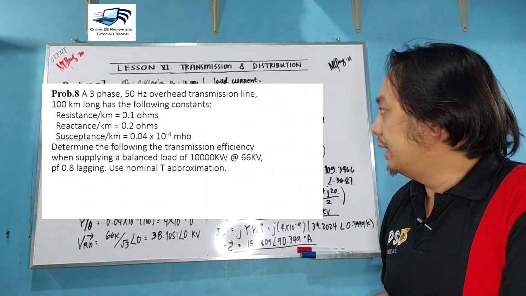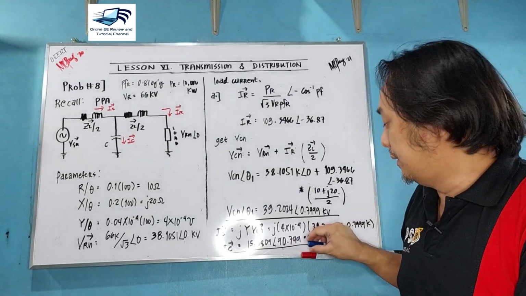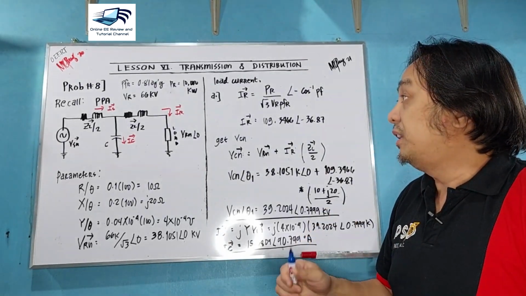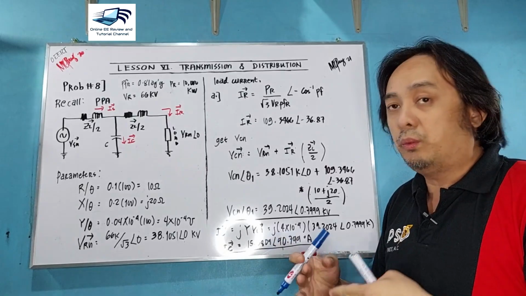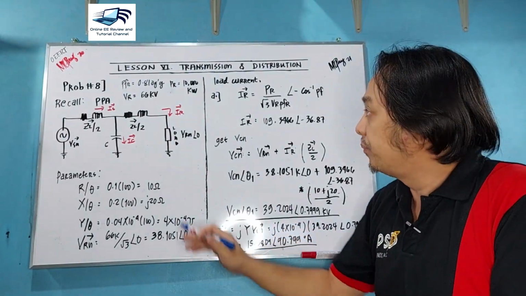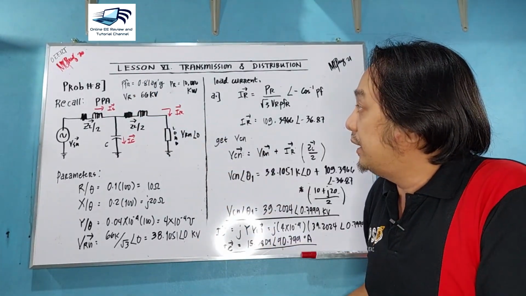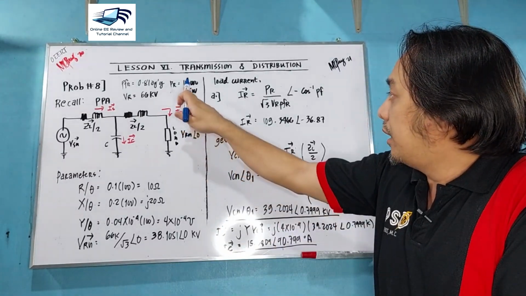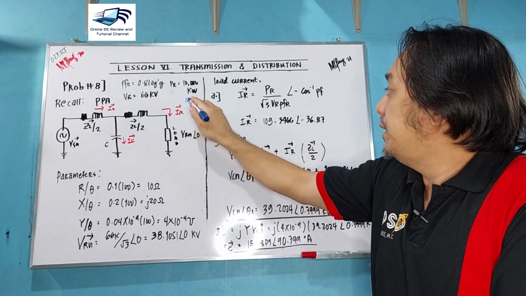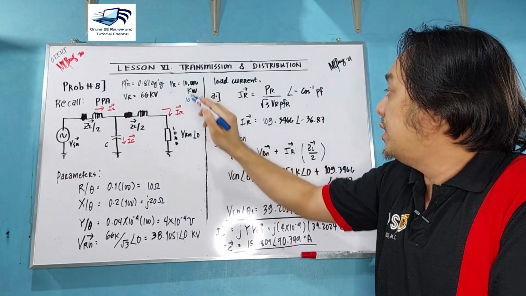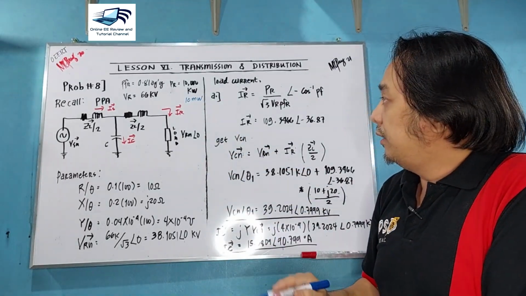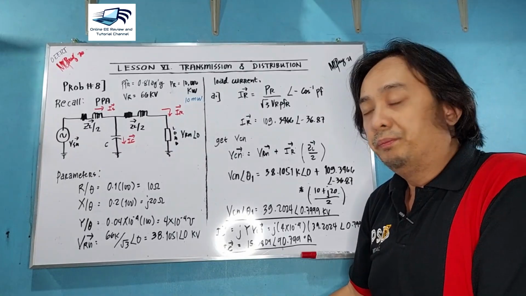Okay, before anything else, let us have the given first. From what we have already read on the problem, our power factor is 0.8 lagging. The PR is 10,000 kilowatt, or simply in terms of megawatt, we have 10 megawatts here. And our VR is 66 kilovolt.